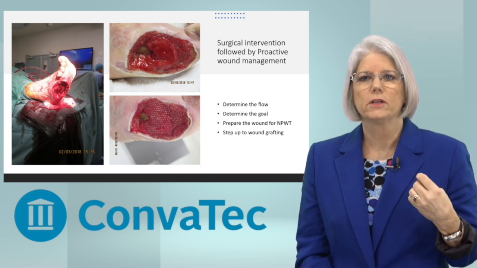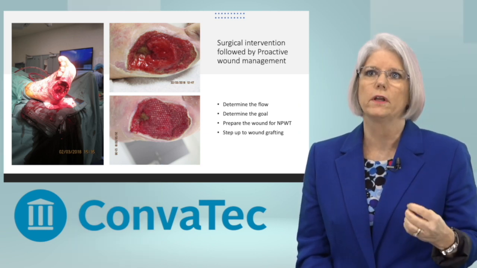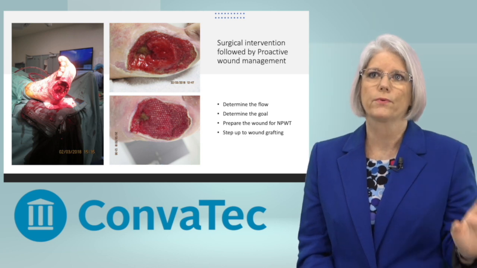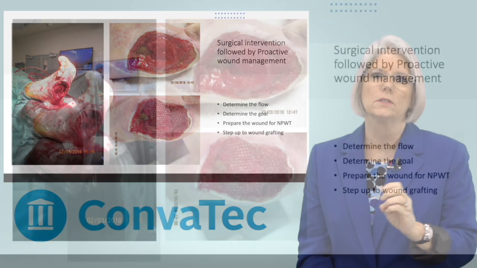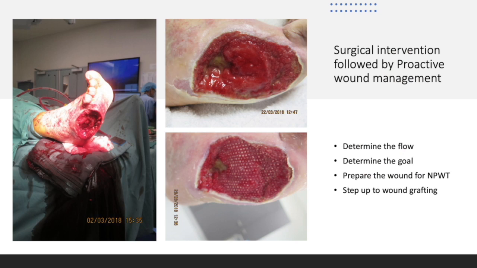So this is a patient who had surgical intervention, but it was followed by proactive wound management. This patient had good flow, but he had gait disturbance that caused him to put pressure on that lateral end. He got an ulcer, and then he got osteomyelitis. So he was taken to theaters, you can see from this photo, good blood flow. We followed with serial debridement and proactive management with negative pressure wound therapy.